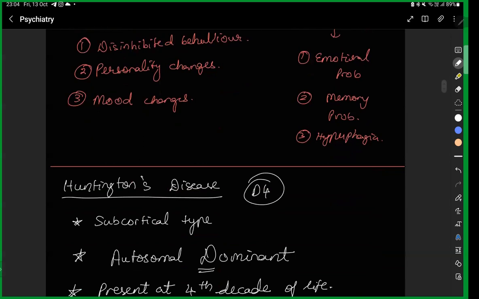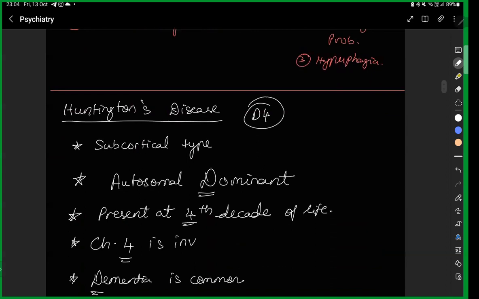Okay, next we are going to discuss Huntington's disease. A common short note question asked in your exam. What is Huntington's disease? It is a subcortical type of dementia occurring here. It's an autosomal dominant disorder, present in the fourth decade. Okay, D4. Remember, like D4. So it's an autosomal dominant disease.